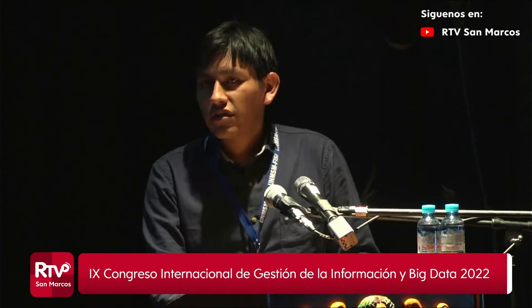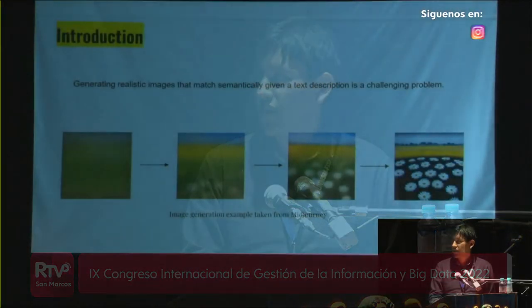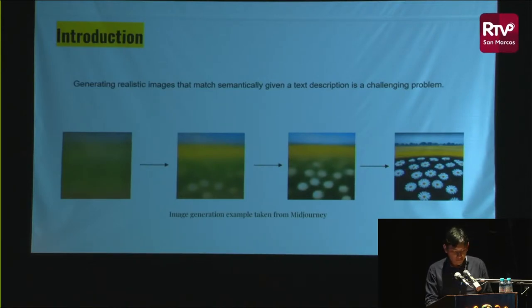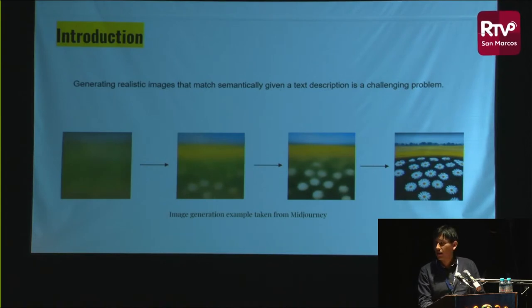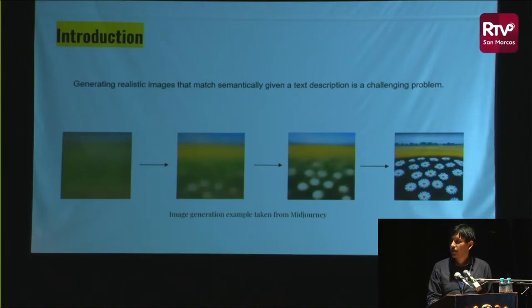One challenging problem is generating realistic images that semantically match a given text description. There are many approaches that try to solve this problem. This is an example from the Midjourney model, which is capable of producing novel scenes from a given text description. It is shown that using a generative model could improve the quality and the fidelity of the image that we are generating. Moreover, we could generalize the learning in a kind of zero-shot learning, which can improve the generative phase.